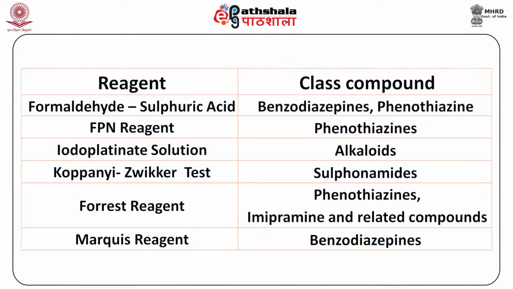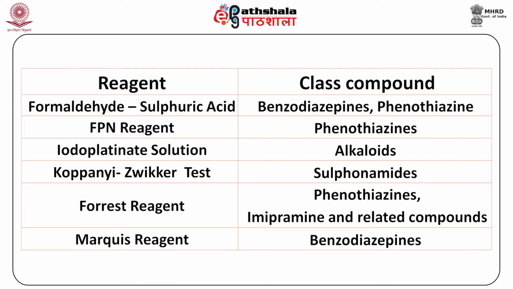There are several color tests which can be applied to the viscera extract to identify the exact class of drug responsible for death. In this table, in one column we have shown the reagent, and in the second column the class of compounds. Starting with the first reagent, we have formaldehyde, sulfuric acid, and the class of compounds are the benzodiazepines and phenothiazines. For FPN reagent, it is phenothiazines. For iodoplatinate solution, it is alkaloids. For Koppanyi-Zwikker test, it is sulfonamide.